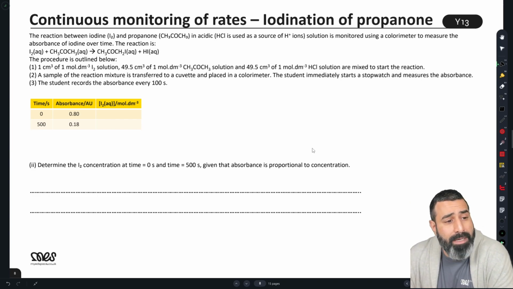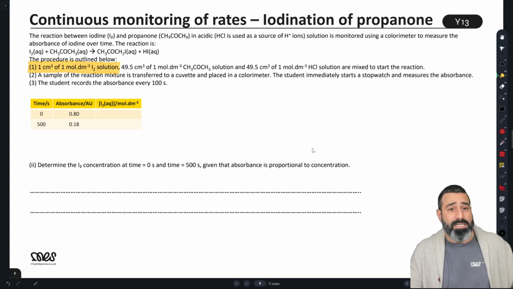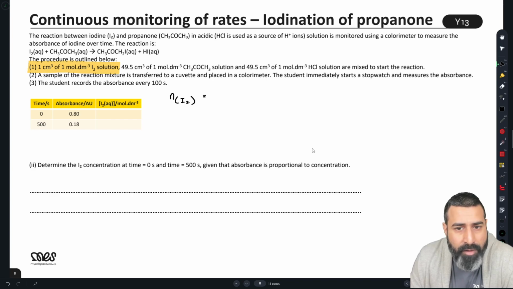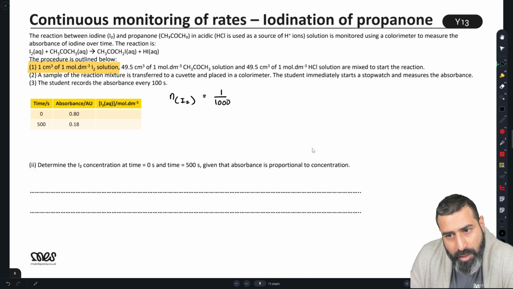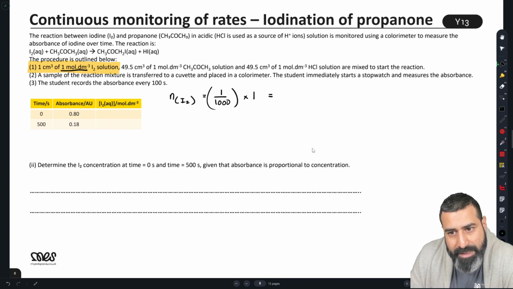Now, this is a cracking 2 marker. There's quite a lot going on for this though. The question is saying determine the I2 concentration at time equals 0. We have some info here about the I2. We know that there is 1 cm³ of 1 mole per dm³ I2 solution. So we can work out the number of moles of I2. The number of moles is given by the volume, 1 cm³ over 1,000, converting to dm³, multiplied by the concentration of 1 mole per dm³. So this is equal to 1 times 10 to the minus 3 mole.